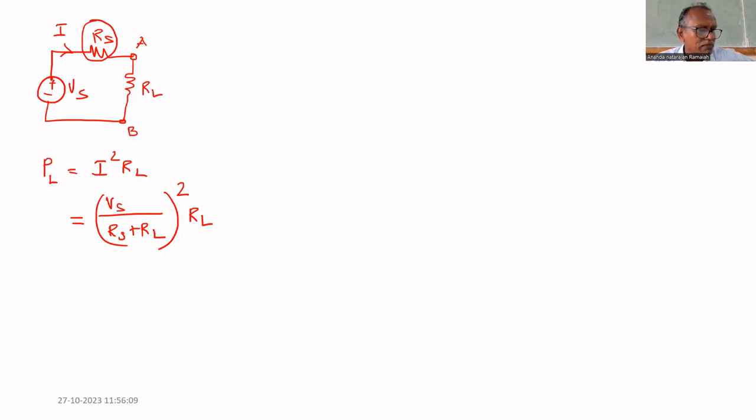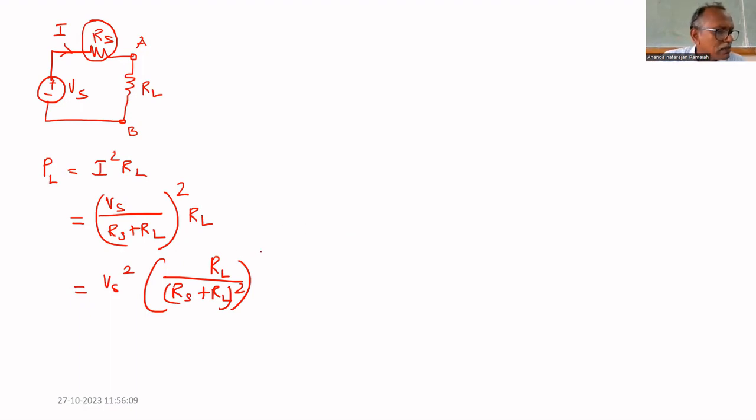Here, this can be written as Vs square multiplied by RL upon Rs plus RL whole square. Can I write like that? This is the power across the load, and the question is when this power will be maximum.